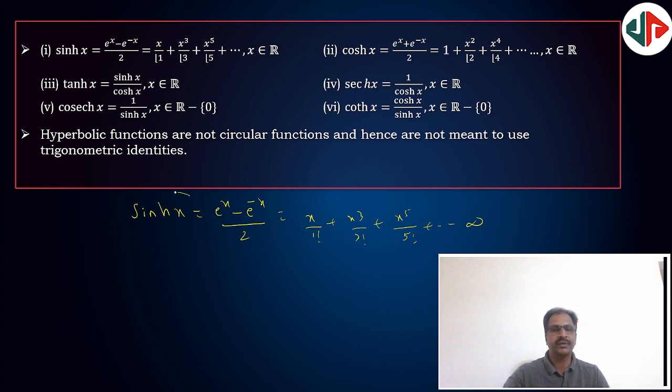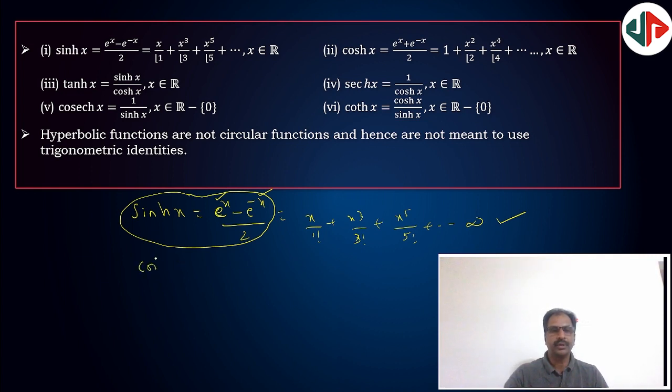Sin hx is defined as e power x minus e power minus x by 2. This is the definition of the hyperbolic sine function. Sin hx is read as hyperbolic sine function. Already we know the expansions of e power x and e power minus x. If you write those expansions, subtract the two and divide by 2, then sin hx is nothing but x by 1 factorial plus x cube by 3 factorial plus x power 5 by 5 factorial and so on.